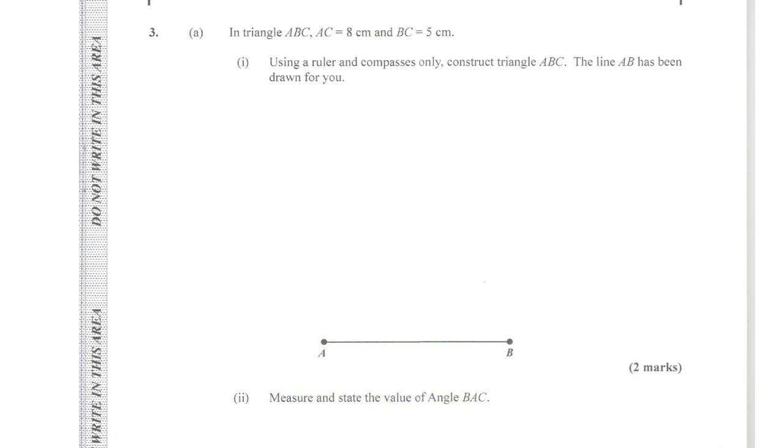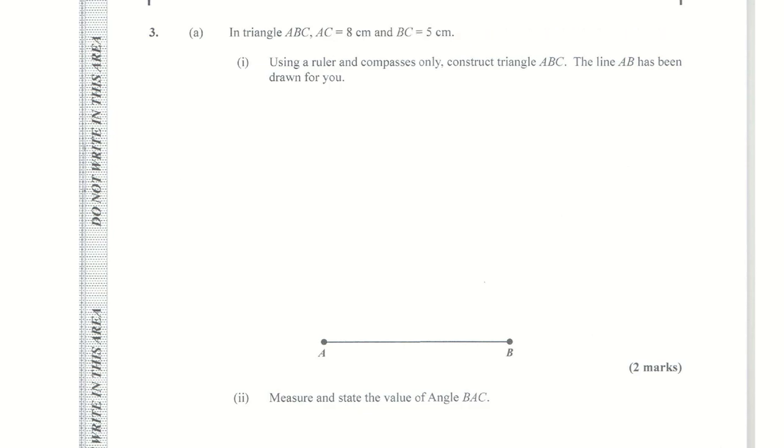So they said, draw a triangle ABC, AC is 8, BC is 5. Using your ruler and compass only, construct a triangle ABC. The line AB has been drawn for you. AC is 8.